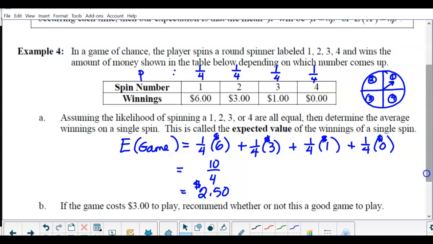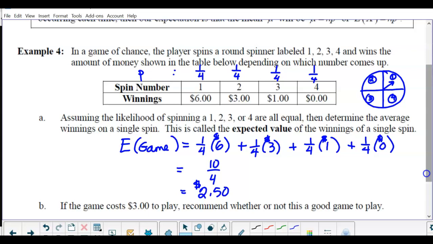Because the spinner is equally cut into 4 pieces, you can add these up and then divide by 4 to find the mean. But let's say I made this piece a bit bigger, so the probability of spinning a 2 was higher and this one was lower. Then you couldn't just add these up and divide by 4, because they're not equal probabilities. That's why we're doing it the long way. So on average in this game, you're going to win $2.50.